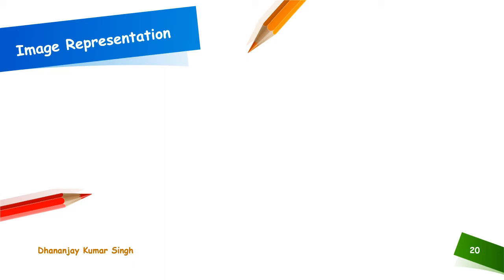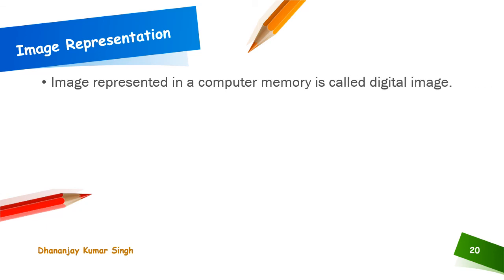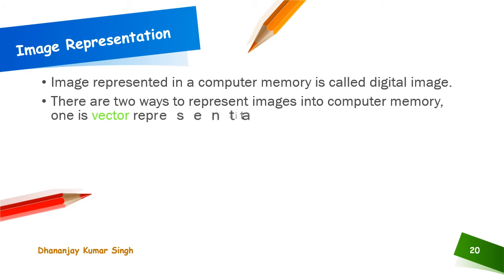Now talking about image representation. After discussing how to represent numbers, we are going to understand how to represent images. To represent an image, we use various techniques. The image representation in computer memory is called a digital image. Means the photo which you capture using a mobile phone is considered digital, and that is stored in 0 and 1 format. There are two ways to represent images. One is vector, another is raster.